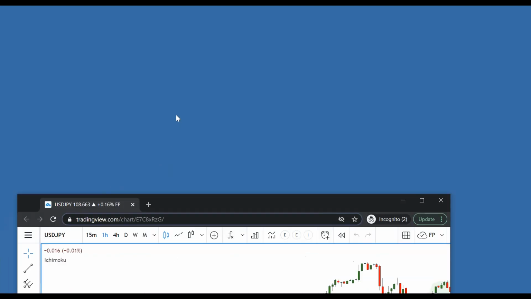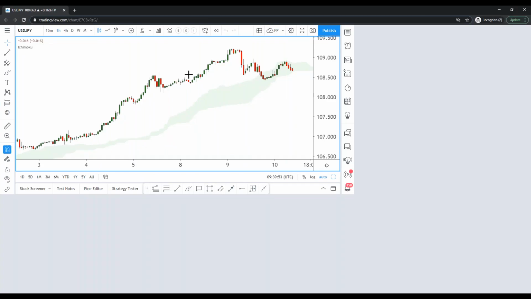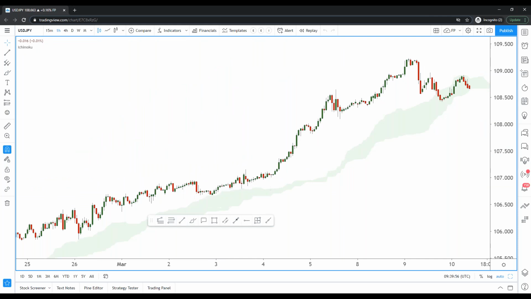Okay, let's see here. This is a chart on dollar yen, for example. I'm going to load the stochastics indicator. Right now I'm on TradingView.